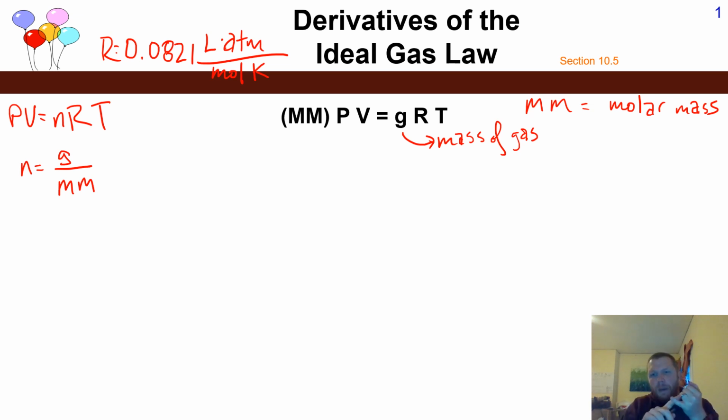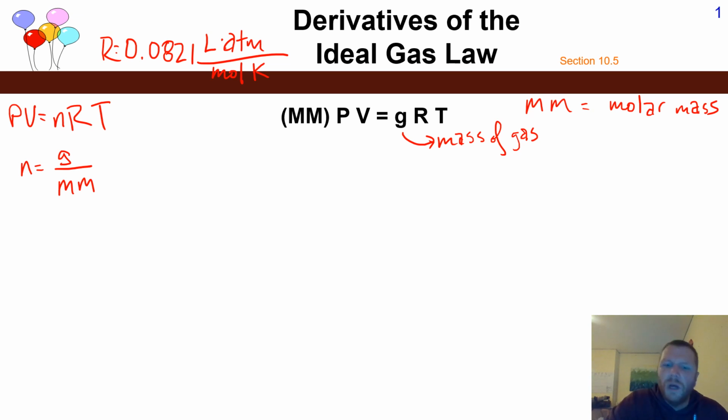Because if we know the amount of it and we divide that by the molar mass, we're going to figure out how many moles of that gas we actually have. So what this equation did was take that N value and break it into G and MM, and distribute those two components, so that we have MM times PV equals GRT.